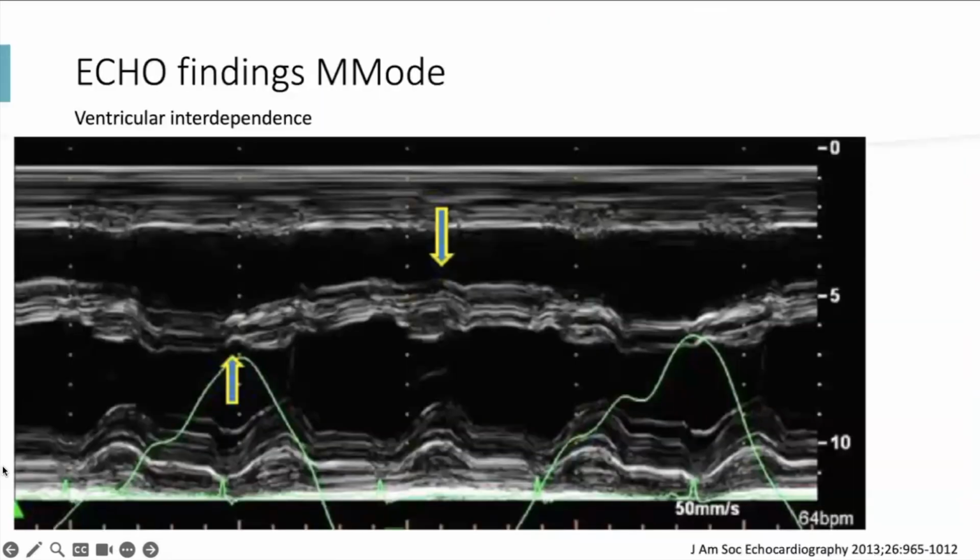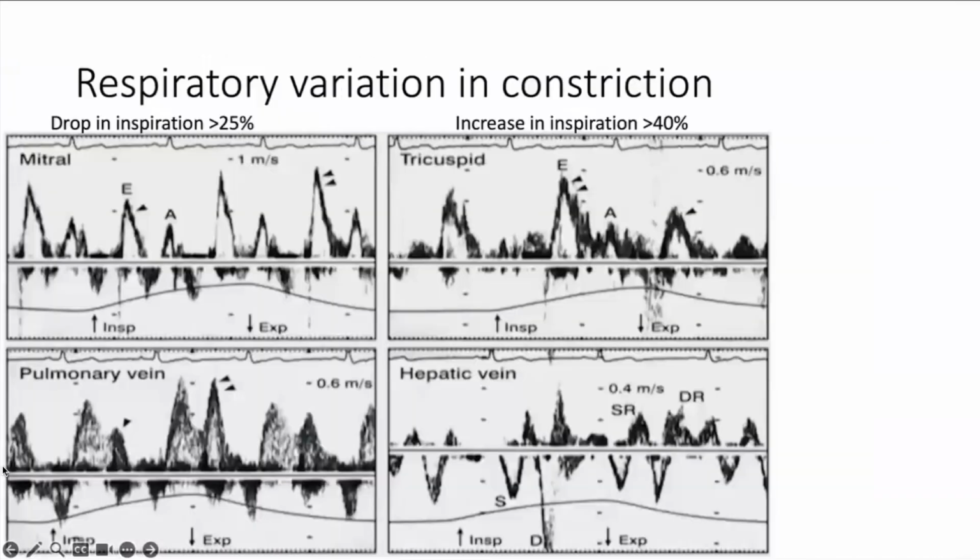I have some Doppler images to show you. This is again ventricular interdependence. With inspiration, more filling of the right side, and the septum shifts towards the LV. On expiration, more filling of the left side, and the septum shifts towards the RV. Similar concept: right-sided pressures go up with inspiration. This is the mitral. So the left-sided pressures go down with inspiration, and they go up with expiration. And then the opposite happens with right-sided pressures. They go up with inspiration, they go down with expiration.